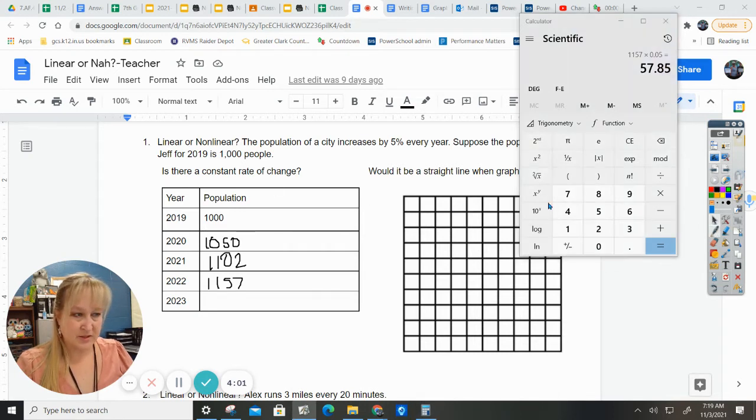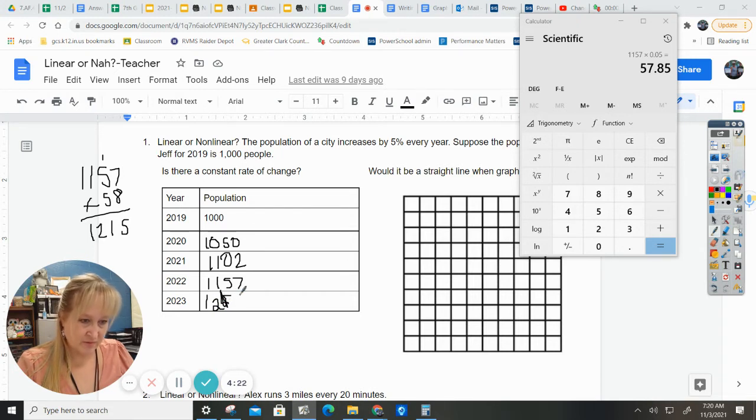So I need to take that original population, 1157 plus 58. I could use a calculator. I would encourage you guys to use a calculator. I got 1,215. So in answer to the question, is there a constant rate of change? The answer is no.